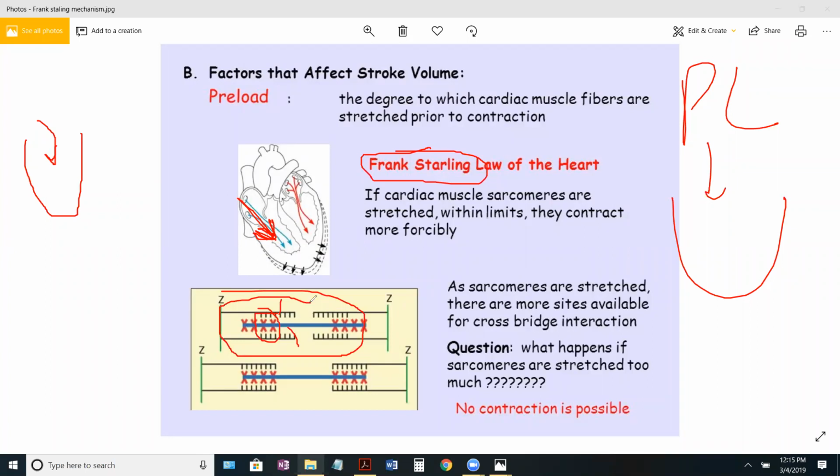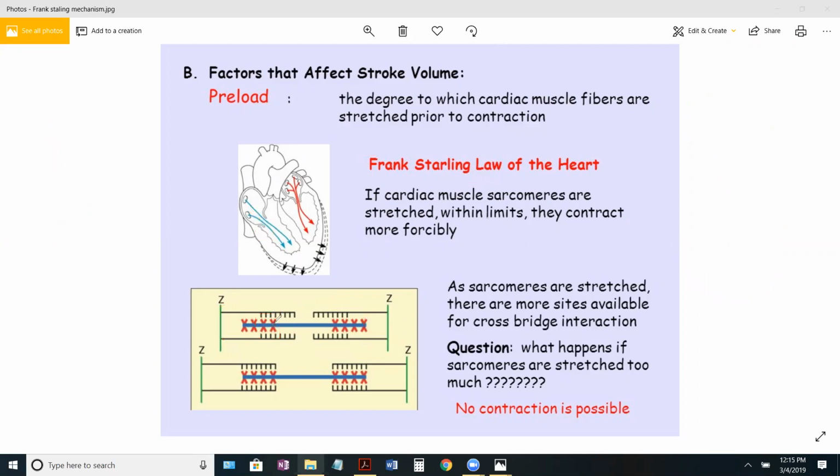How many of these cross bridges will be made between the myosin and the actin depends on the stretch on the cardiac muscle fiber. This is one cardiac muscle fiber under normal and resting conditions. During that, our heart is working in such a way that the actin and myosin only make two cross bridges, and we get a certain level of contractility. Let me call that contractility C1.